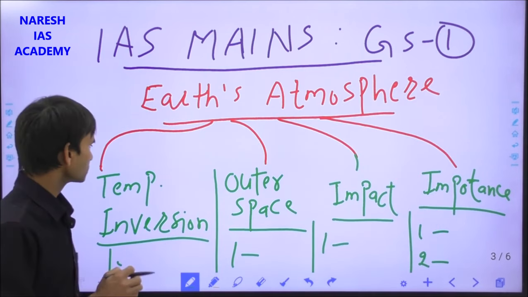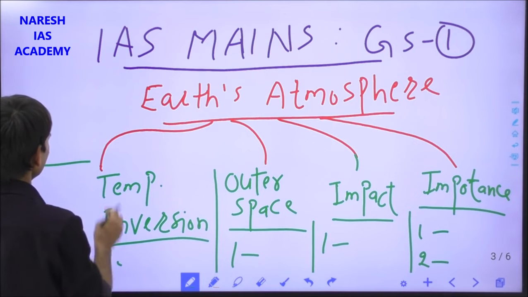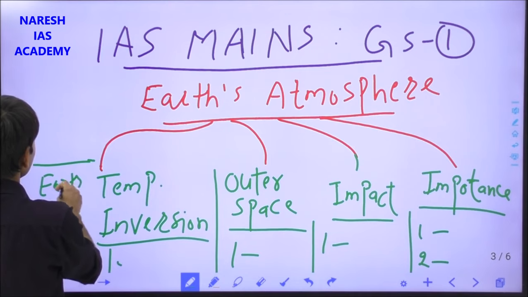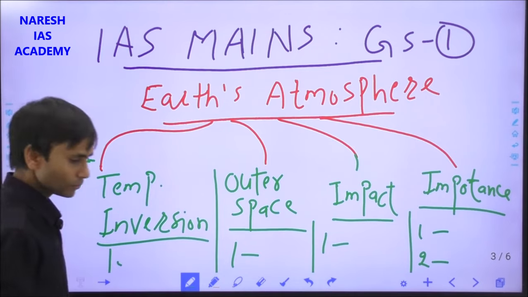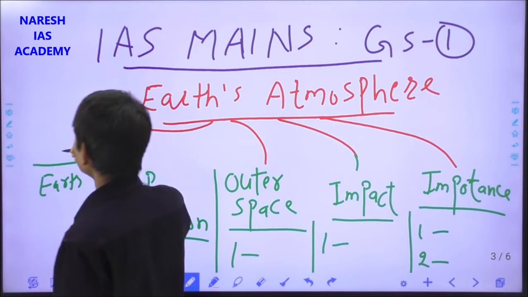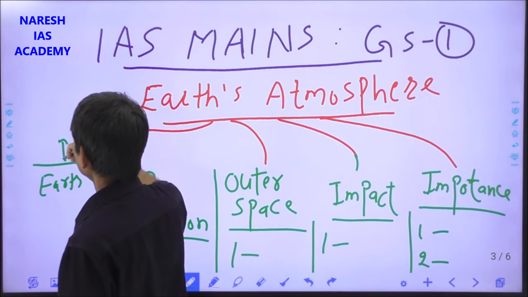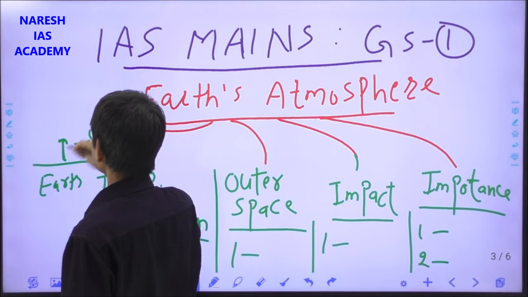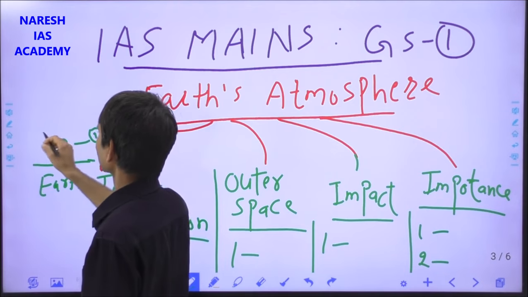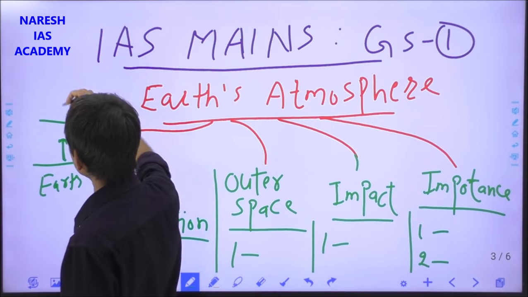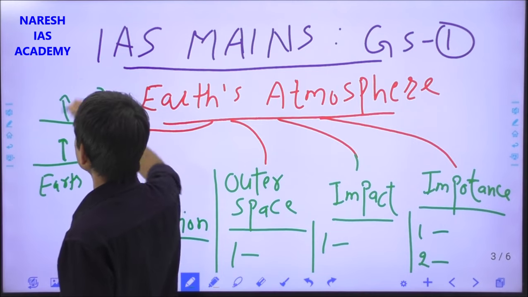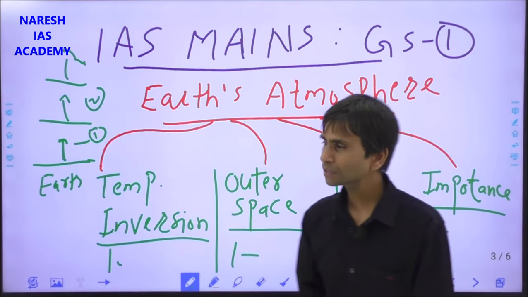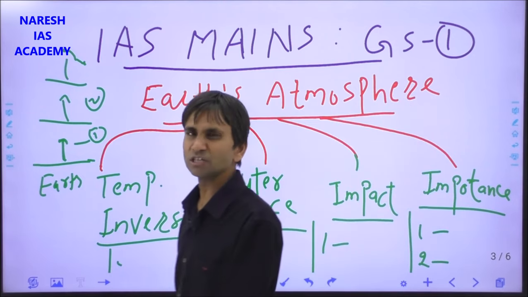The Earth's atmosphere is a lifeline for human beings, and this is the Earth and surface. When we move from the Earth's surface upward, there are some layers in the atmosphere. Layer 1 is called the troposphere, then layer 2 is called the stratosphere, then layer 3 is the mesosphere, and so on. This is the simple implication of the Earth's atmosphere.